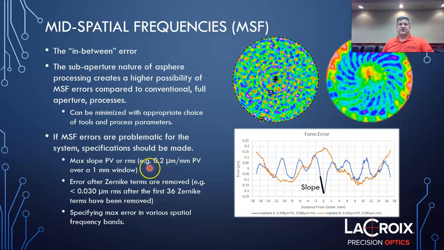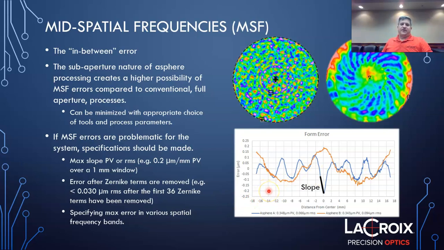Some common examples I see a lot, this is by far the most common, is to put a max slope, either peak to valley or RMS, on, say, the profilometer trace. So say 0.2 microns per millimeter over a 1 millimeter window. So that's 1 millimeter along the trace. The slope has to be less than 0.2 microns per millimeter all across the part. And that's a fairly common specification. You have to be careful choosing your window size. Too small, then metrology noise becomes a problem, and we can certainly help you with that.